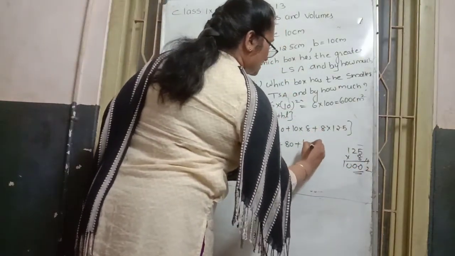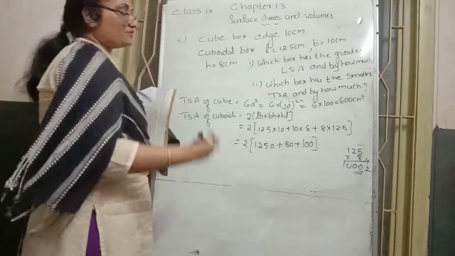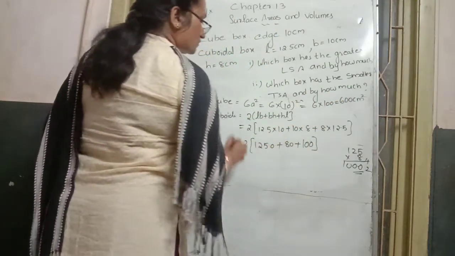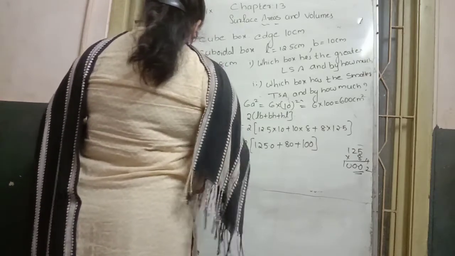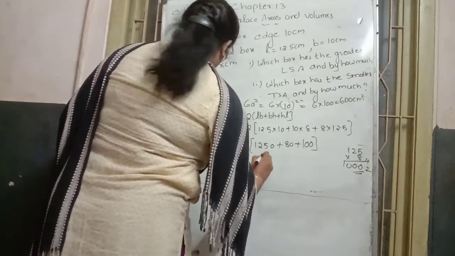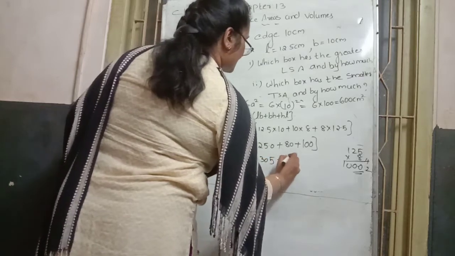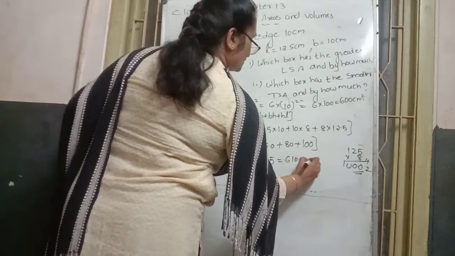So here it comes to be how much? 100. A 0 after the point we leave. Then here also a 0 after the point we leave. We get the answer: 2 into 305 when multiplying gives 610 centimeter square.